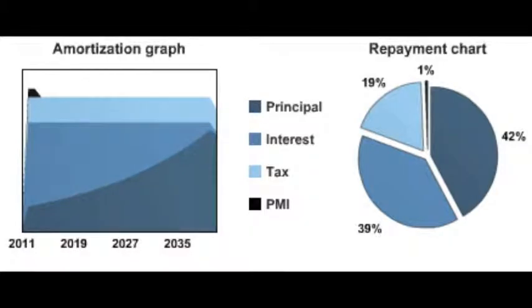This graph illustrates how interest is front-loaded on a mortgage, so your initial payments for the first few years mainly go to interest, with the principal being paid off towards the end.